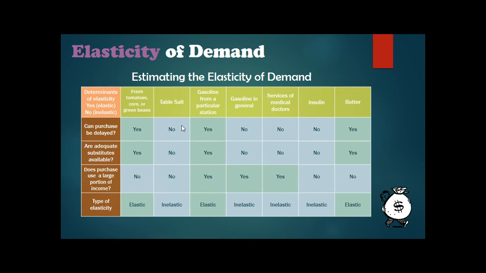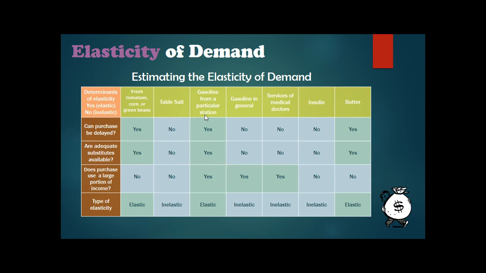Table salt. No, the purchase can't be delayed. When you're out of table salt, you're out of table salt. Are adequate substitutes available? There's not really a substitute for table salt, so no. And does it constitute a large portion of your income? No. Therefore, if the price of table salt goes up, you're still probably going to buy it. And if the price goes down, you're not going to stock up on it, right?